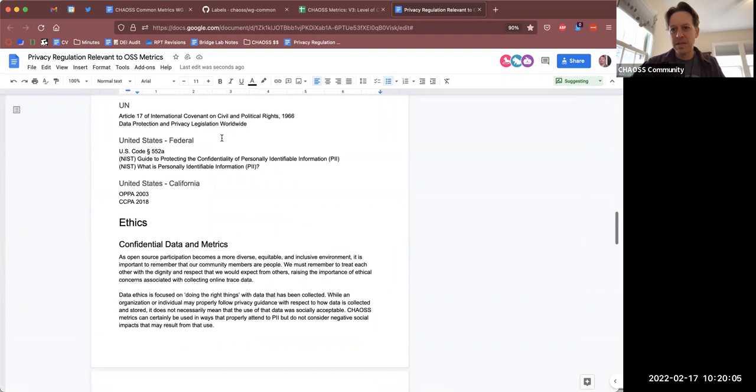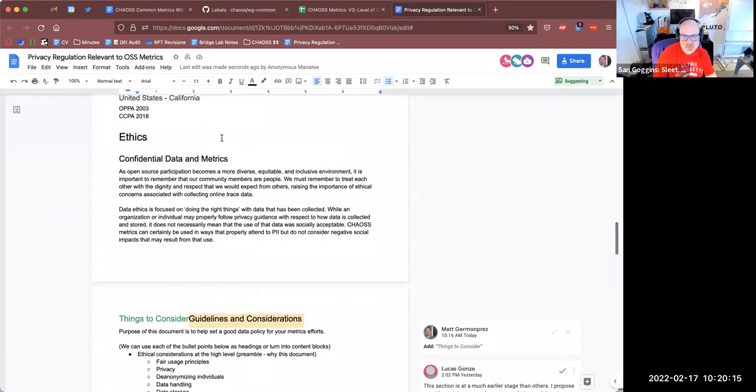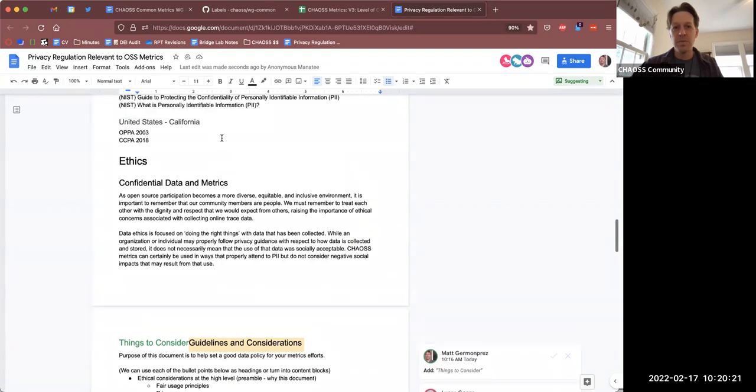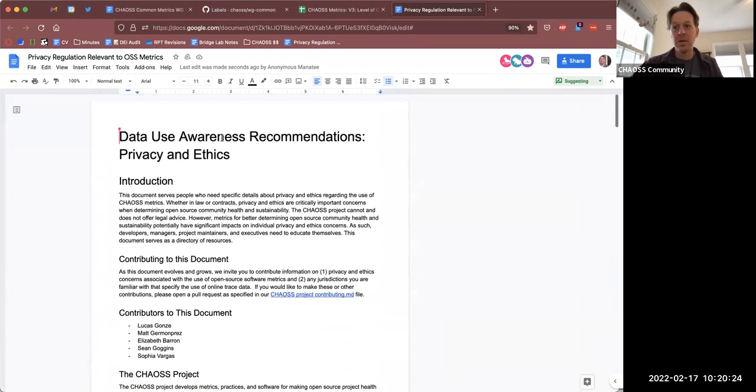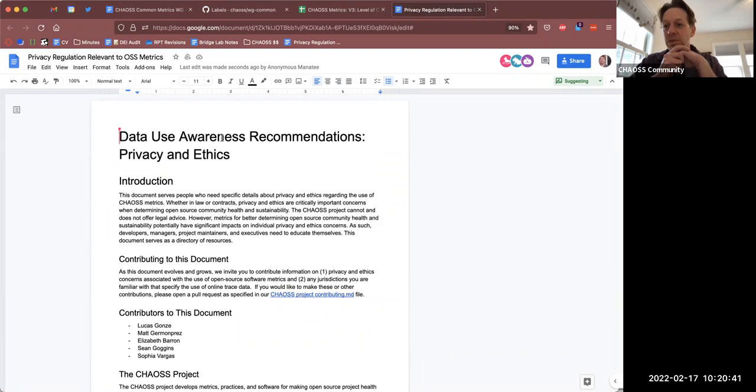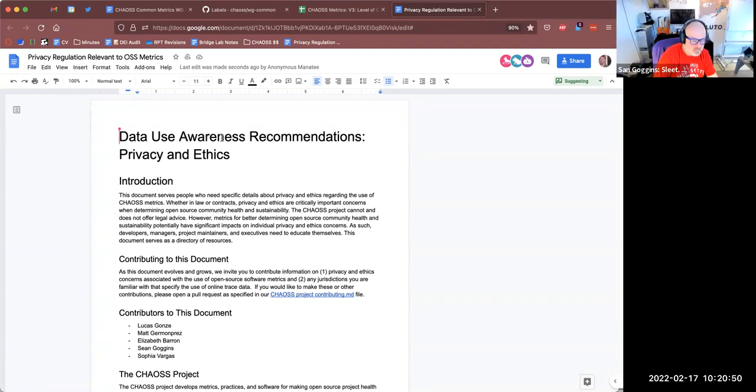Good. Any other comments on this? All good? I think so. Okay, and then this would be the document that would be linked to in the metric. So we have that little section in the metrics template that says, for more info, click this to read, and then it goes to this. Yeah, that makes sense to me.